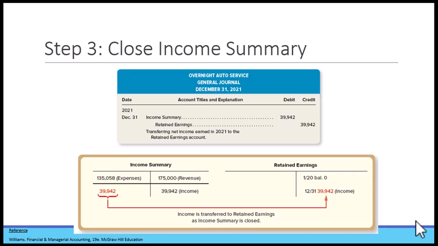The corresponding credit is going to go to retained earnings. Remember, retained earnings is an equity account. Because it's an equity account, it carries a credit balance. So when we post a credit to retained earnings, we are increasing retained earnings. And what we have done here, folks, is we have essentially moved net income out of those temporary accounts. We have moved it into retained earnings, which is a permanent account.